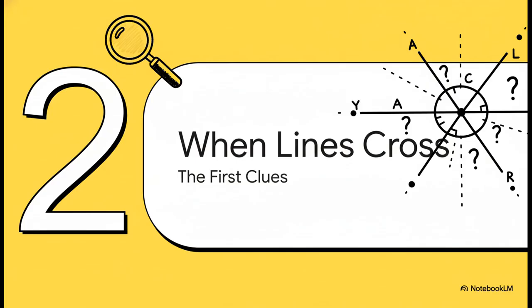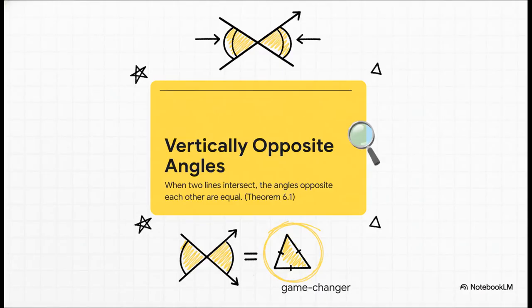Now for our first real piece of detective work. What actually happens when two straight lines cross over each other? This simple little intersection gives us some incredibly powerful clues we can use to solve much, much bigger problems. So when two lines cross, they make a perfect X. The angles that are directly across from each other in that X, those are called vertically opposite angles. And here's the key, the big secret from Theorem 6.1. They are always equal. This is a total game changer. You're going to use this one all the time.